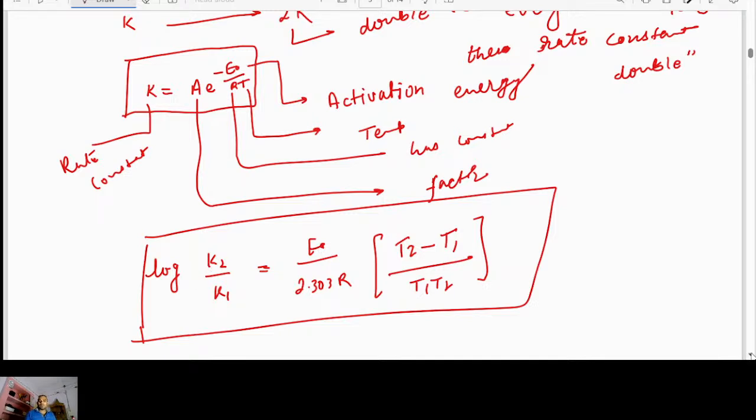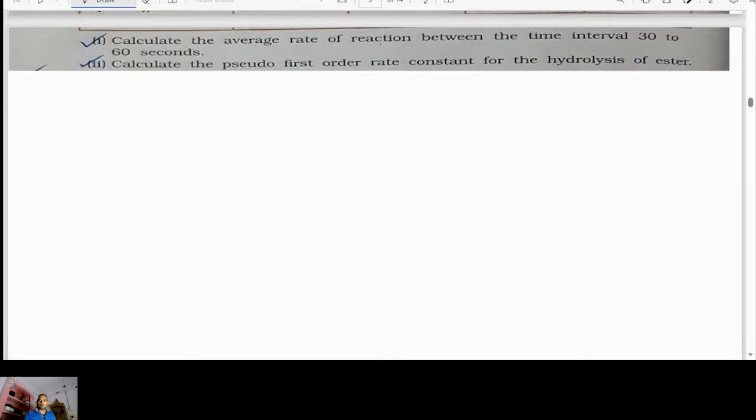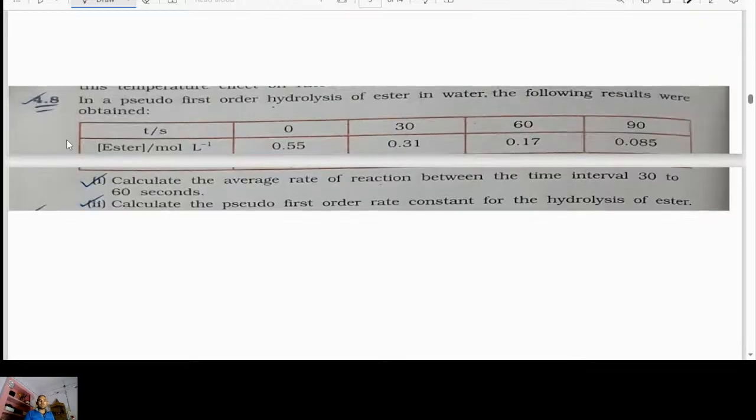Now let us move on to the next question, student. What is the next question? Yeah, here we reach the next question. See, student, in a pseudo first order hydrolysis of ester in water, the following results were obtained. This is the pseudo first order, student. Calculate the average rate of the reaction.